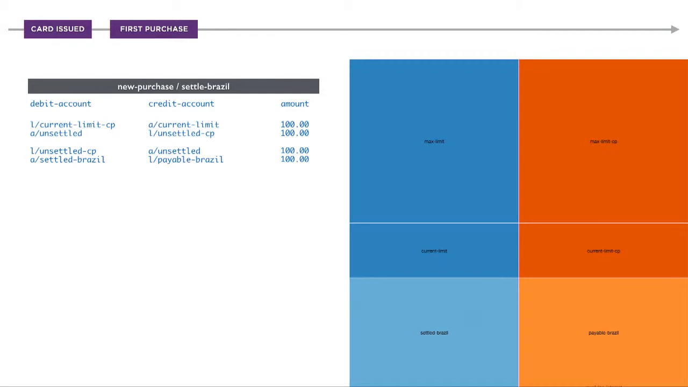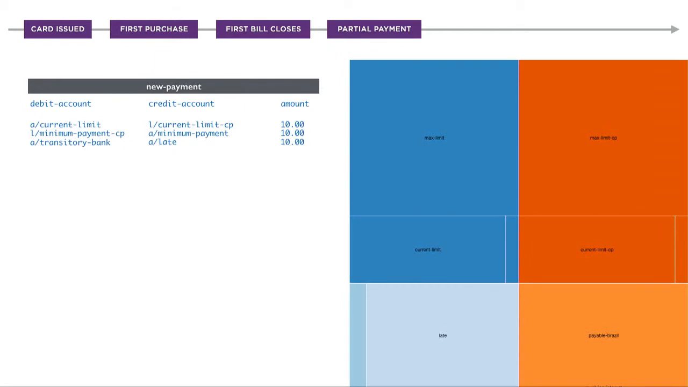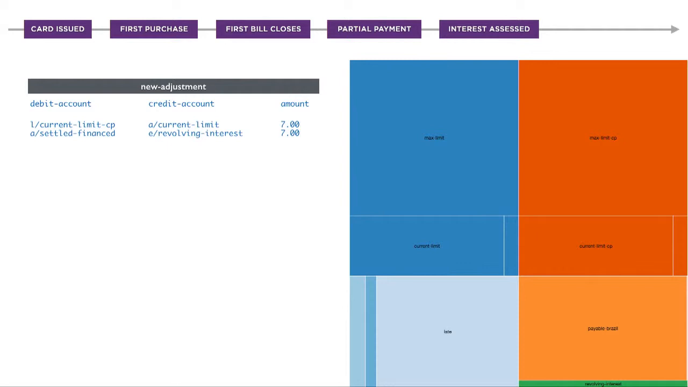And continuing with the events here, we can see when the guy makes a purchase, we now have something to bill and something to pay the merchants. And when we continue, we close the first bill. Now we have the closed account there. We still have to pay the merchant, and the user owes us something now. And let's assume that the user now pays only half of their bill, or only a part of their bill. Now we can see that this user is late. We can see that on the balance sheet. And since he didn't pay it all, we can issue some interest. That's the small green part there.